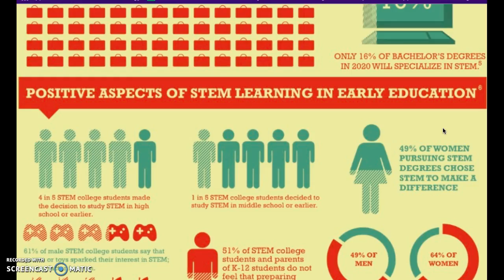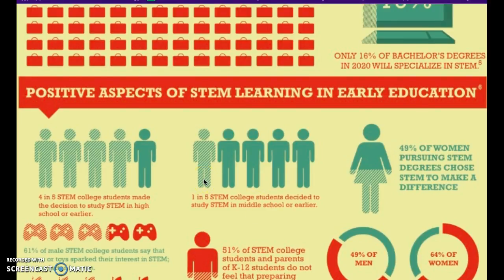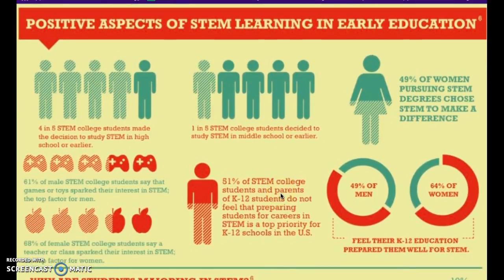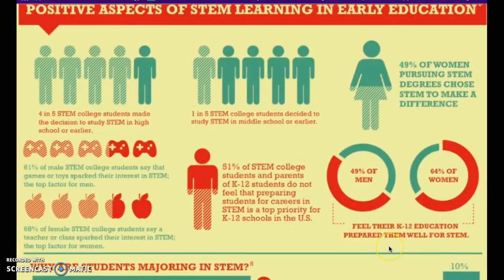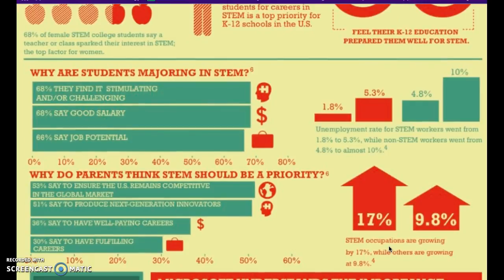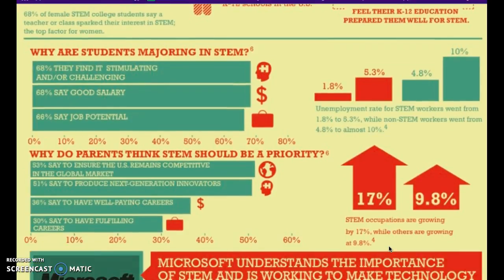Scrolling down a little further, I can look at some of the positive aspects of STEM learning in early education. Looking at the silhouette here, it says 4 in 5 STEM college students made the decision to study STEM in high school or earlier. So by seeing those 5 silhouettes, I can see that 4 out of the 5 of them are shaded in. Another example over here is 2 graphs, one showing that 49% of men and 64% of women feel that their K-12 education prepared them well for STEM. And again, as you scroll down, you can see small amounts of text, lots of graphs, lots of graphics, and many diagrams to represent different statistics.